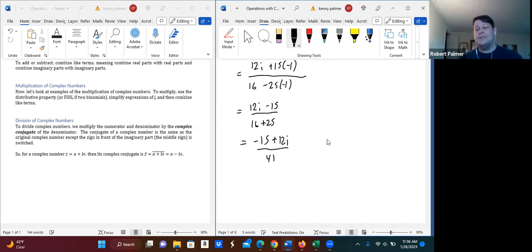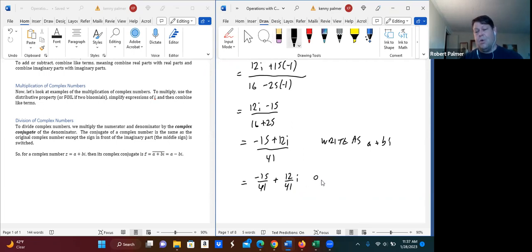Okay, now the last thing we want to do is write this as, as we said before, a plus bi. So we want to write it in complex form. We don't leave it like this, we want to separate it. So since we're adding here, we can break this into two fractions. So we have negative 15 over 41 plus, and there are a couple of ways you can write this. A lot of times it's written this way, with the i out to the side, 12 over 41 i.